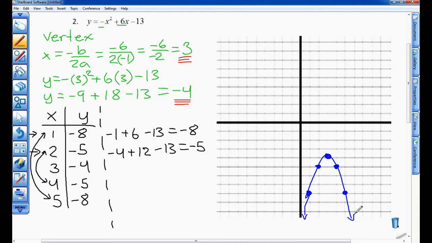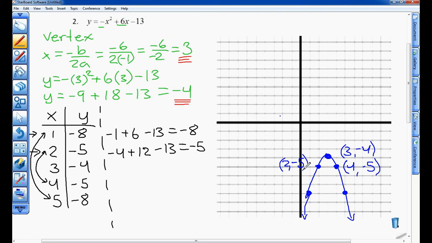Now there's a couple housekeeping things we need to do with this parabola. Number 1, label the vertex. Labeling our vertex here, that's 3, -4. We also need to label 2 other points. I'll go ahead and label this point, that's 4, -5. And I'll label one on the other side over here, which is 2, -5.